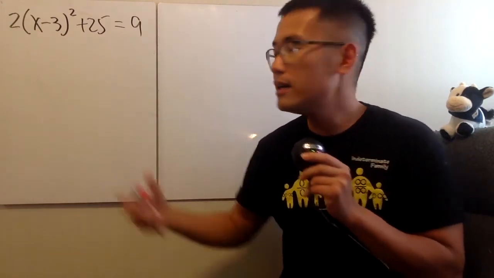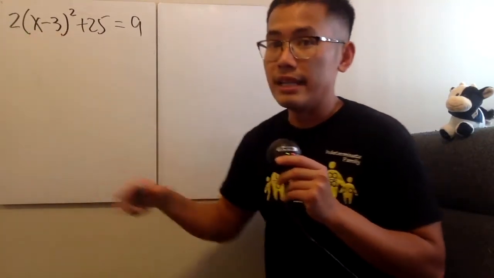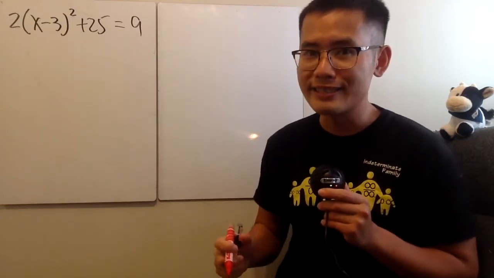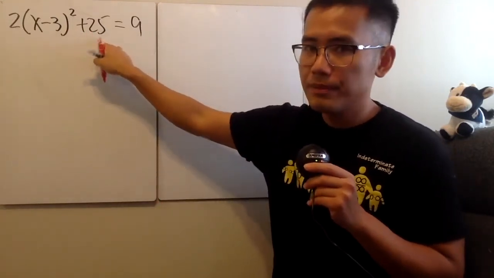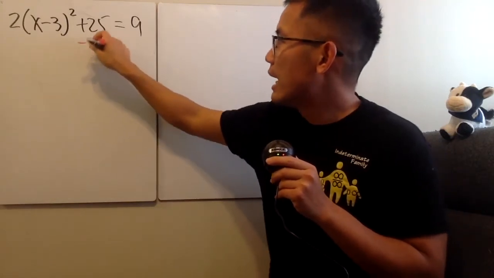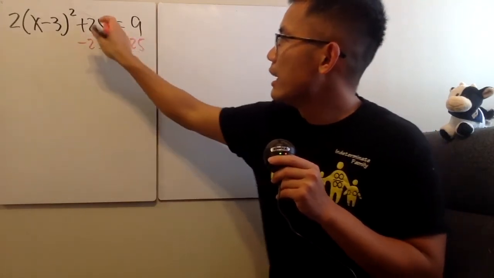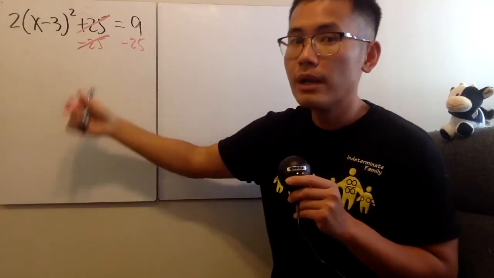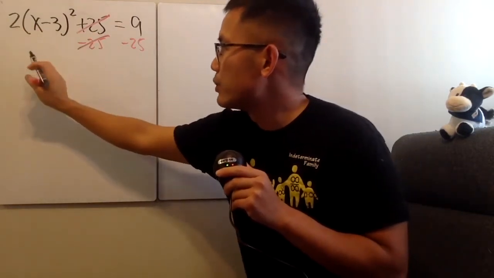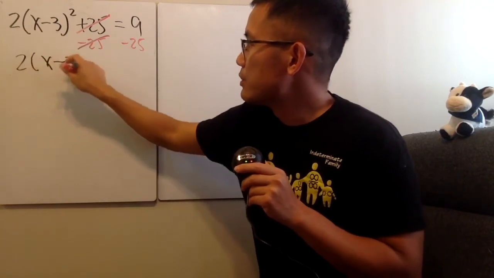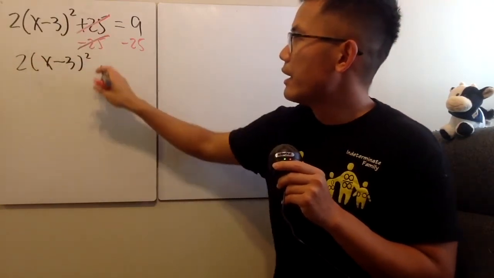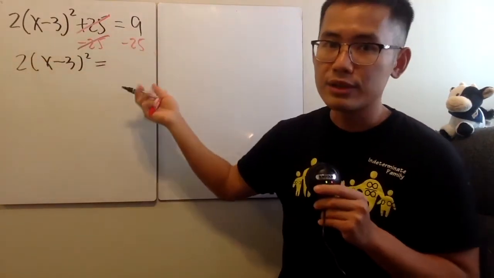So it's a good idea to isolate this first, and then just take the square roots on both sides. Let's get to work. First, we have the plus 25 here. We have to minus that on both sides. This way, this and that will cancel, and then we will end up with 2 times the parentheses of x minus 3 squared. And for this, we have to work it out.